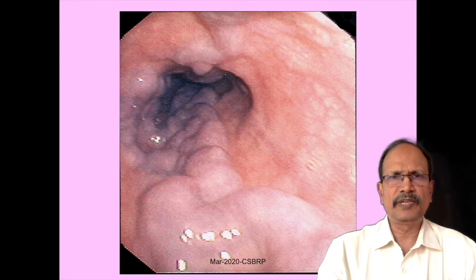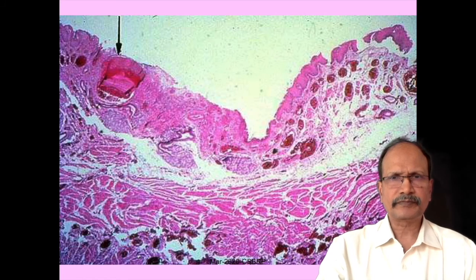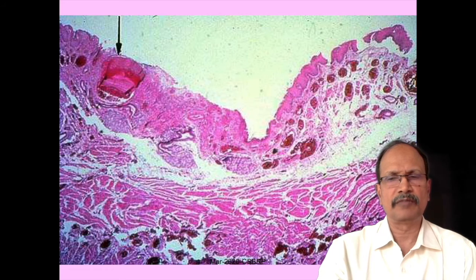And endoscopically, you may see worm-like swellings in the lower one-third of the esophagus, and these are the varicosities of the esophagus. And in the anorectal region, you may see these dilated veins in the form of hemorrhoids. Microscopically, hemorrhoids show ulceration and engorged veins, which may show thrombus if there is stasis.